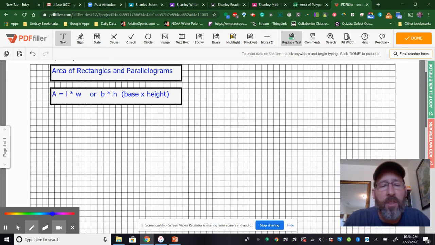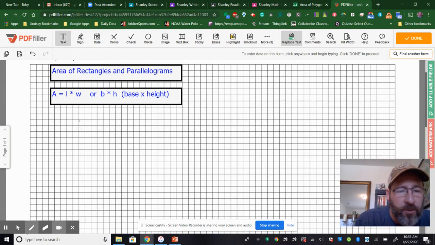Same thing, length, width, base, height, they're the same dimensions. So to find the area, we're multiplying two dimensions, base and height. So that works for rectangles, it works for parallelograms. So let's draw a rectangle right now, and trust my handy dandy steady hand.